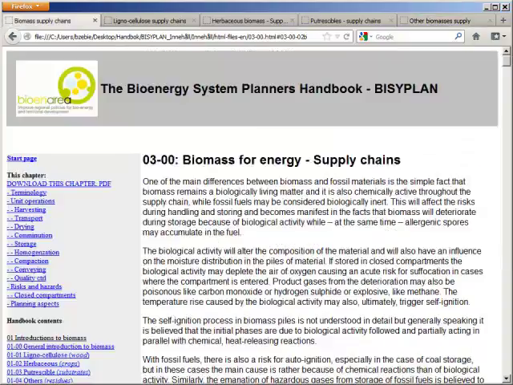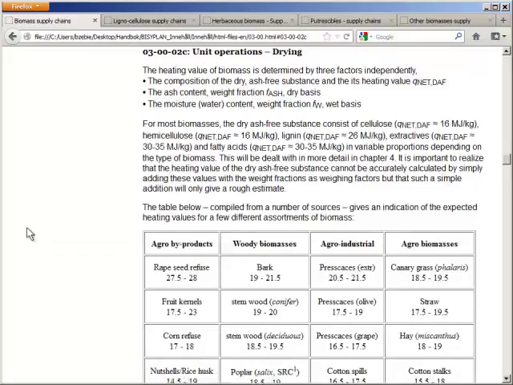The next unit operation to be looked at is drying, which is also very important in the system. The water content of biomass or biofuel is one determining factor for its heating value, and we will talk a little bit about that looking at text section 3002C, which deals with drying.